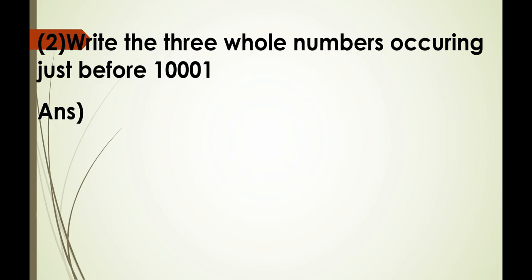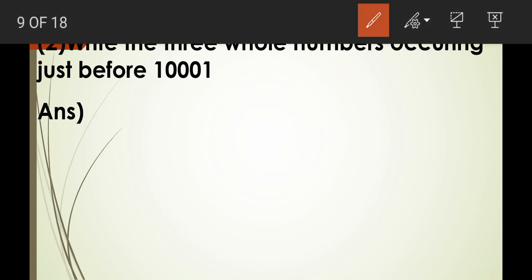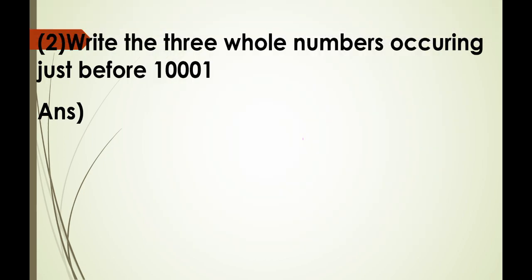Next question. Write the three whole numbers occurring just before 10,001. Before means what you have to do? You have to subtract. Before 9, what is the number? 8. How are you getting 8? 9 minus 1 is equal to 8. Right. So in the same way, the three whole numbers occurring just before 10,001.